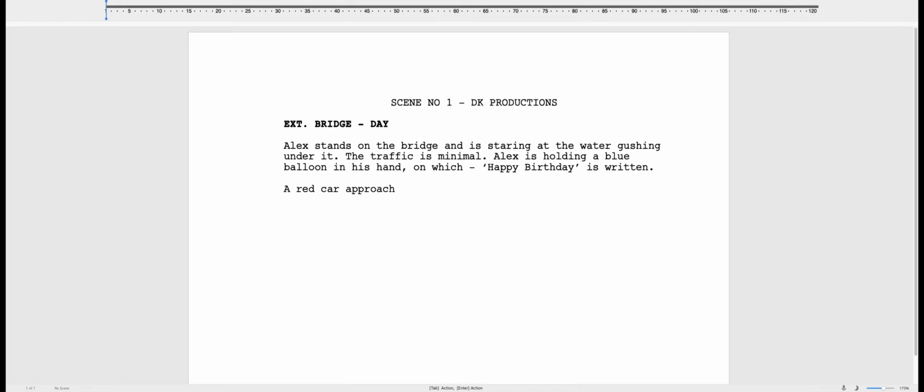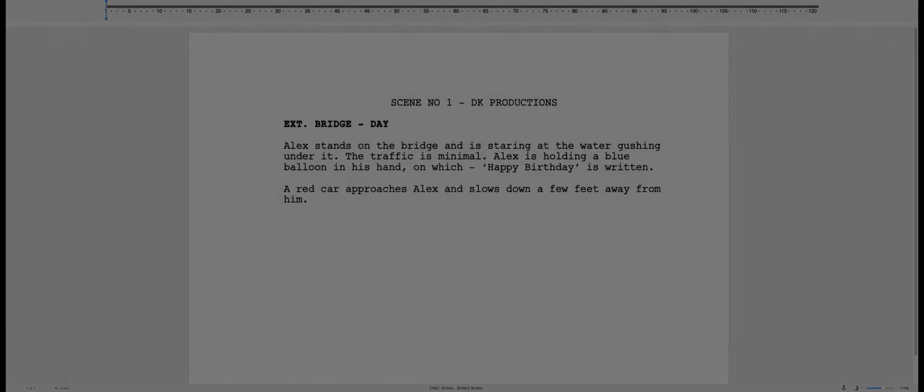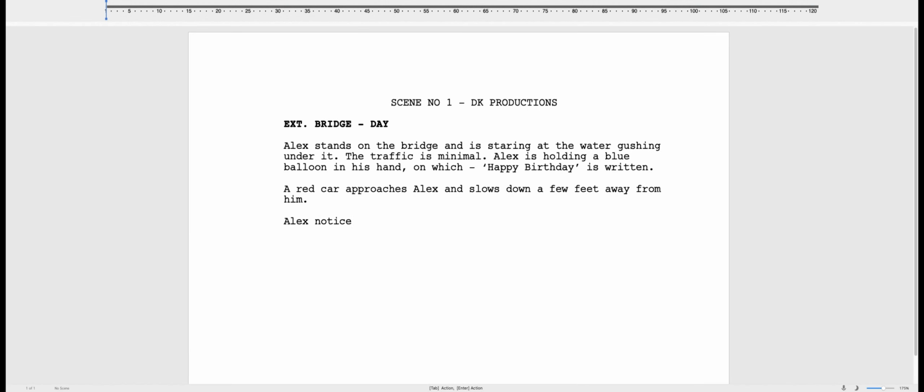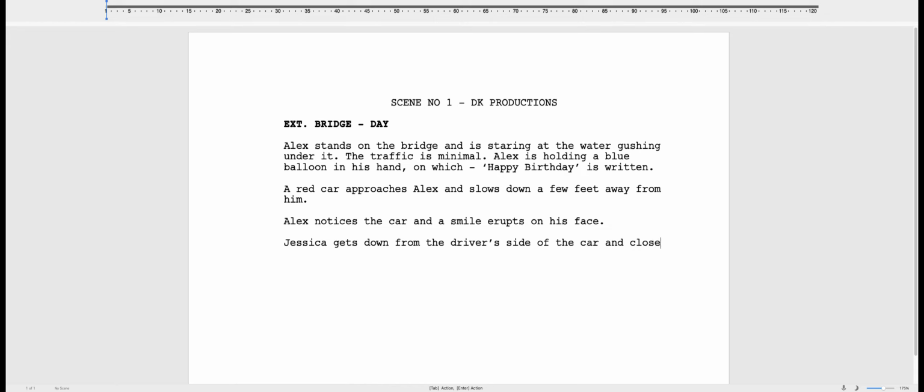And the next scene, next what happens? A red car approaches Alex and slows down a few feet away from him. So that means he's standing there and a red car approaches. So next, Alex notices the car and a smile erupts on his face. Jessica gets down from the driver's side of the red car. That means so many things have happened. Jessica gets down from the driver's side of the red car and closes the door. Now what does she do next? Does she walk toward him or does she stand there? She stands.